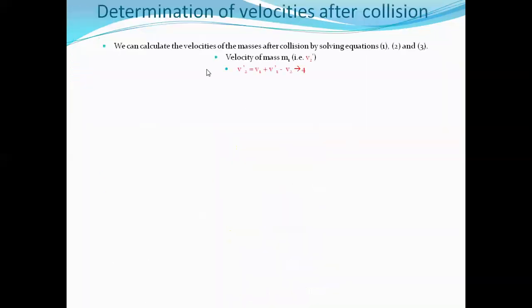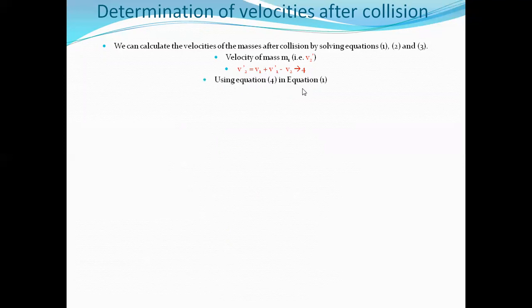For that, we calculate the velocity of masses after the collision by solving equations 1, 2, and 3. The velocity of mass m1 can be calculated by putting the value of v2 dash. Now how can we get v2 dash? From the third equation we got this value. By rearranging the equation, we got v2 dash is equal to v1 plus v1 dash minus v2.